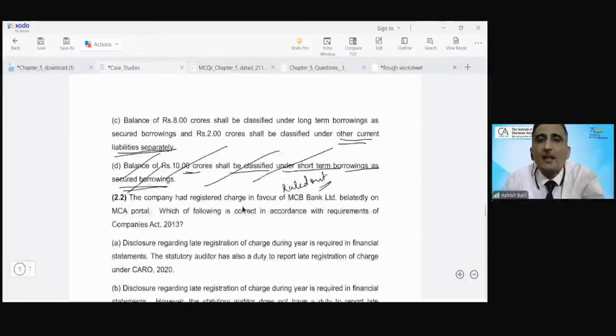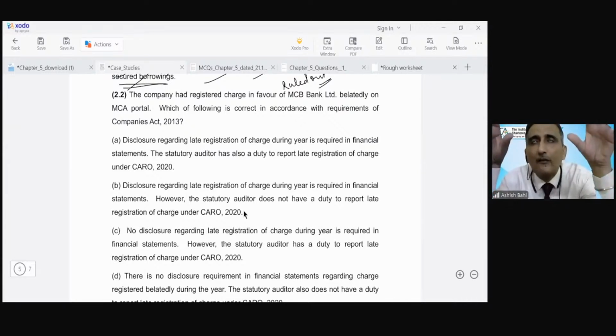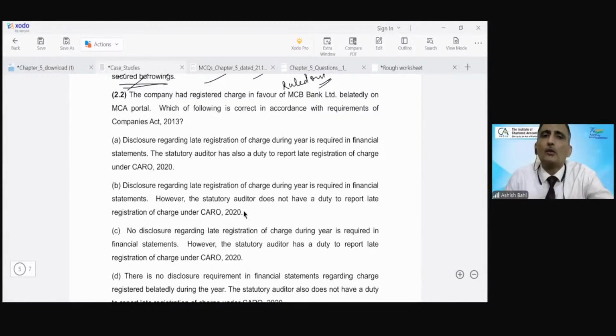Now see question number 2. The company had registered charge in favor of MCB Bank Limited belatedly on MCA portal. Now, which of the following is correct in accordance with the requirements of Companies Act 2013? See, students, this question contains some reference to CARO, which we have not studied till now. We will be reading it in Companies Act, in chapter 8 in module 2. So I'll explain the answer to this question to you.